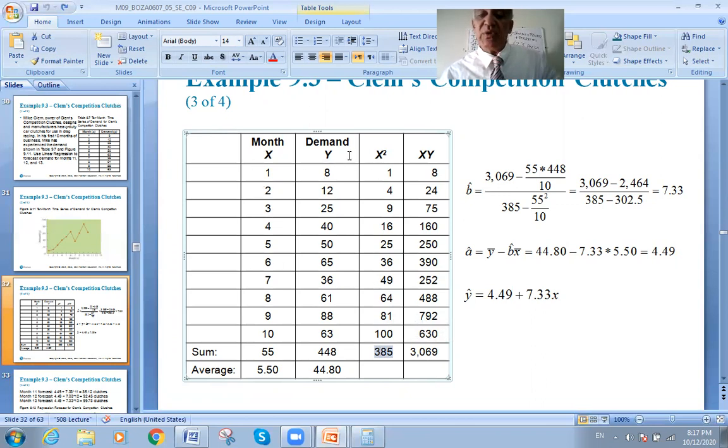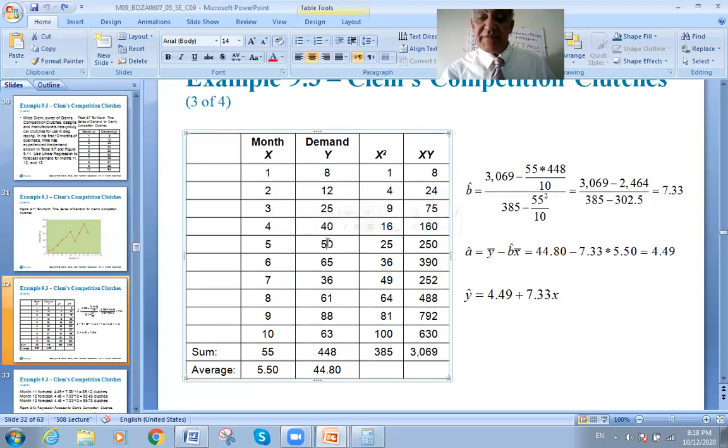The second column you will do is you will multiply the numbers of x by the numbers of y. As an example, you will do a column and call it xy. So you will multiply x by y and make a column called xy. How? 1 by 8 will give me 8. 2 by 12 will give me 24. 3 by 25 will give me 75. 4 by 40 will give me 160.